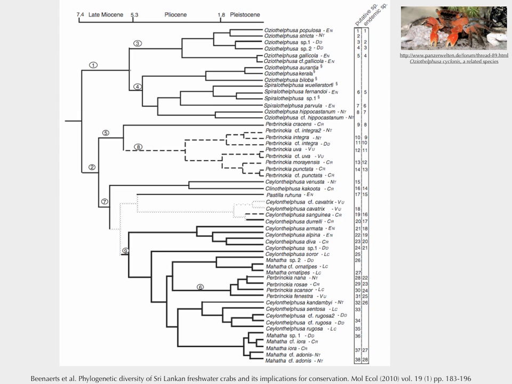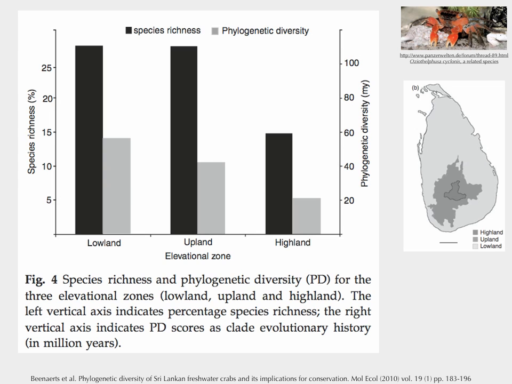Okay, and here we see putative species, so possibly different species. These things might be merged, and then endemic, are they found only in Sri Lanka, right? Which matters a lot if you're thinking about conservation. And they measured three areas: highland, upland, and lowland. And they measured species richness and phylogenetic diversity.